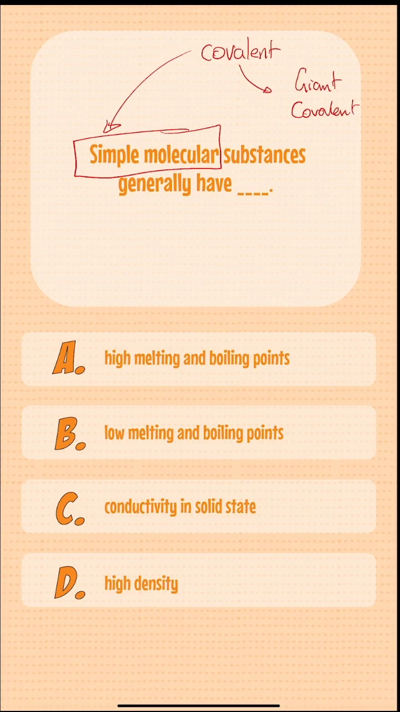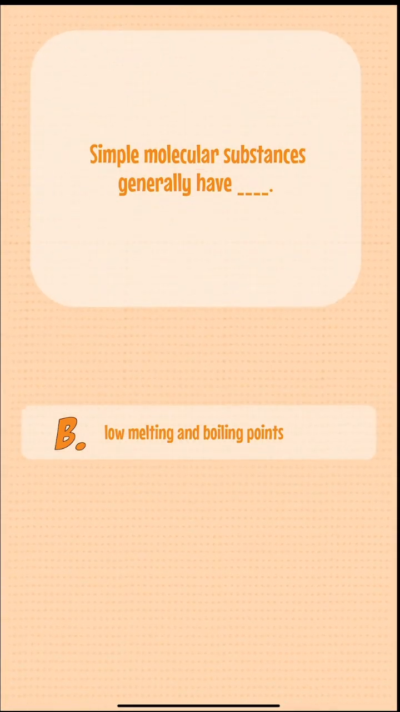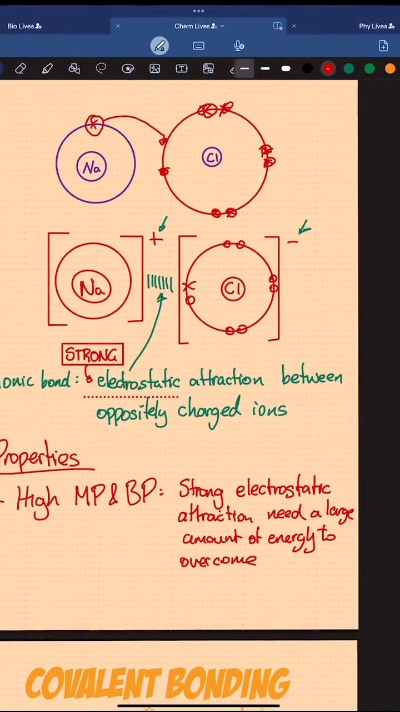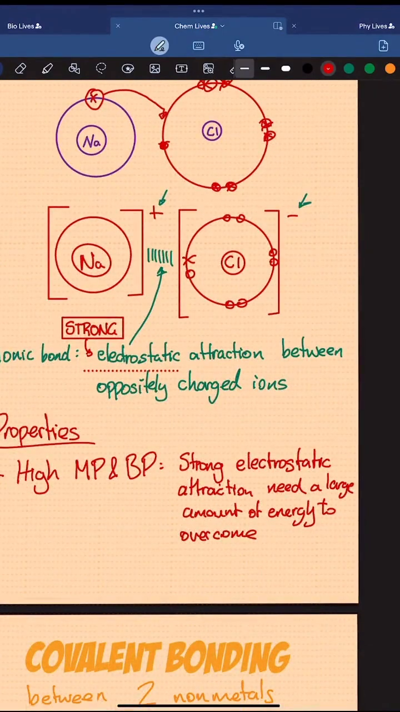So, simple molecular, the answer: it has low boiling and melting points. Low boiling and melting points. And I'll explain why. So, what do we say? For ionic bonding, they have high melting and boiling points.